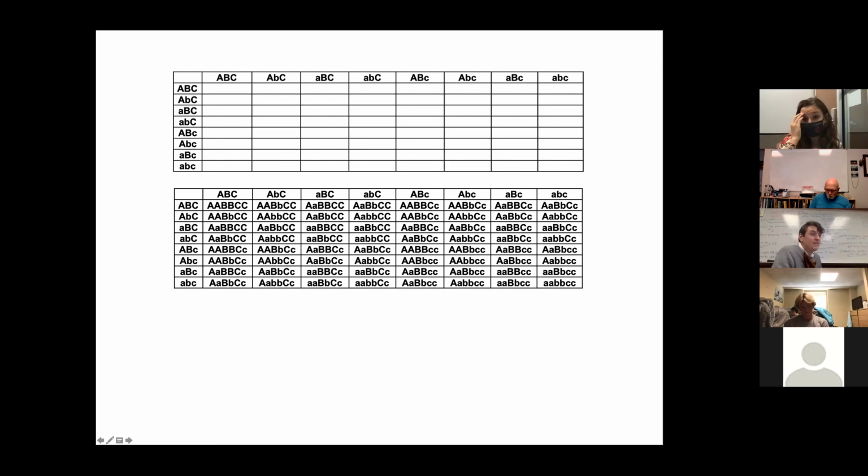How many different possible combinations are there? How big is this table? Yeah, 64 squares, right? Now, this is getting a little bit unwieldy, right? It's a lot to write.